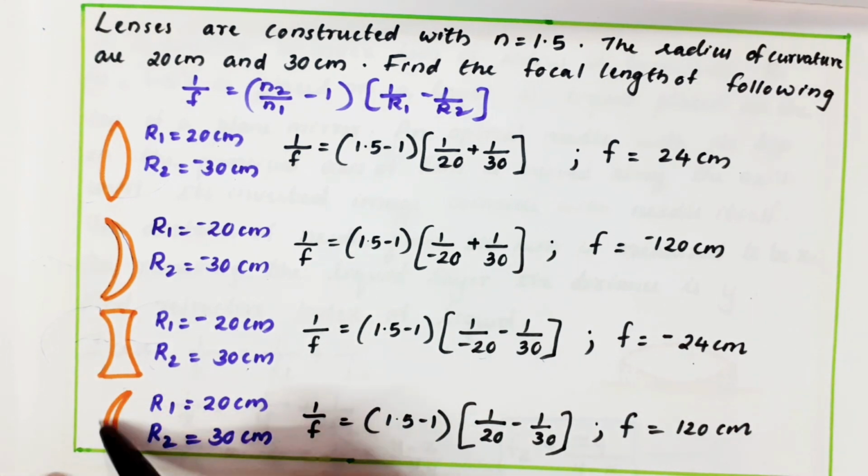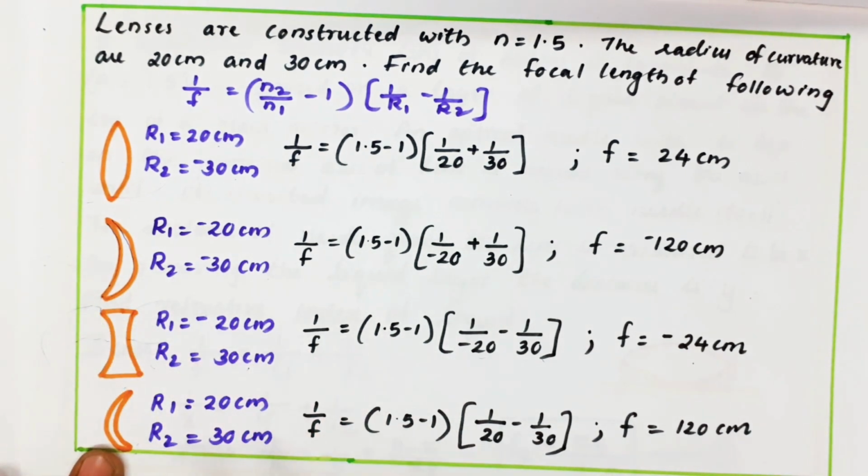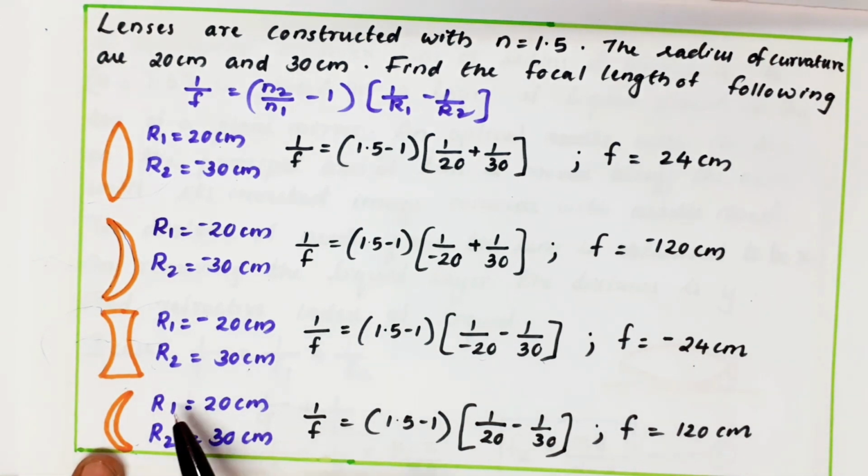Next you see, this is a convex part. It's coming like this. This also is convex. Okay, the previous one, see, this concave, this also concave. So in this case, both the radii are coming positive. R1 equal to 20, R2 equal to 30.